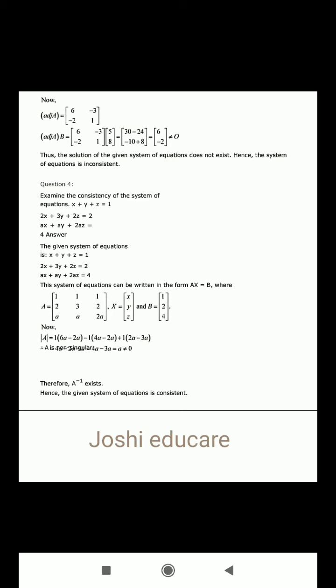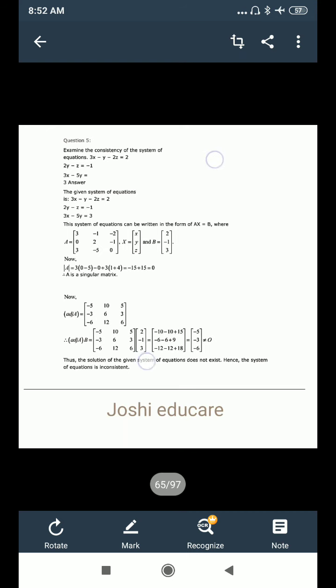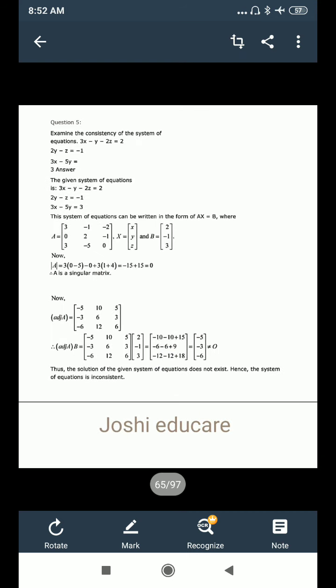Okay, the value of determinant of A in this question comes out, you just calculate it, to be not equal to 0. So we can say A inverse exists, so the system is consistent. Again, in question number 5, examine the consistency of this.